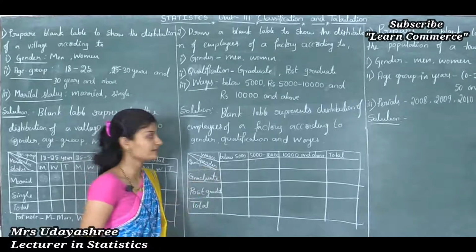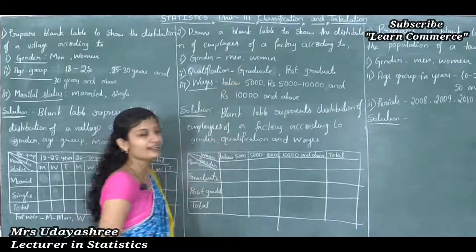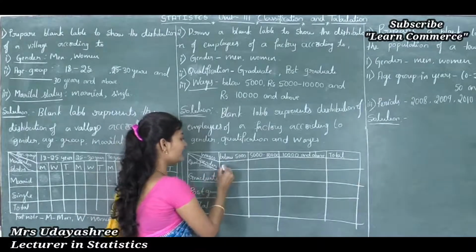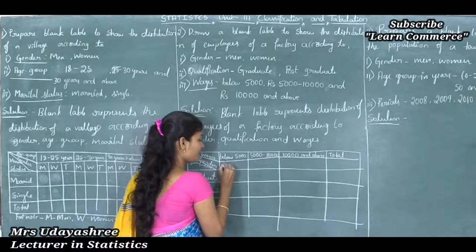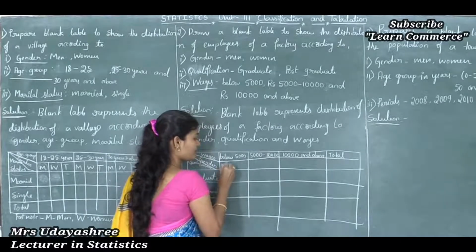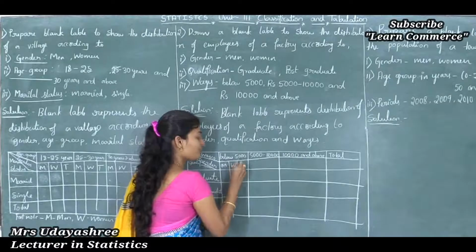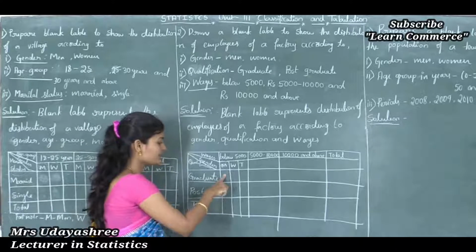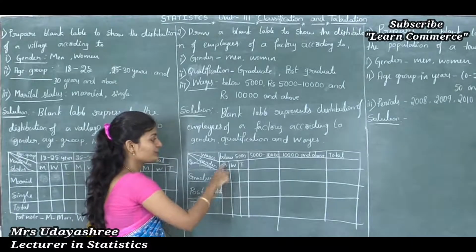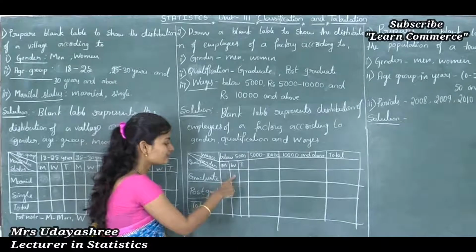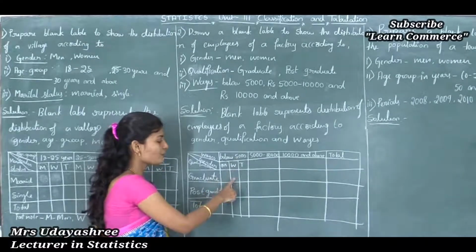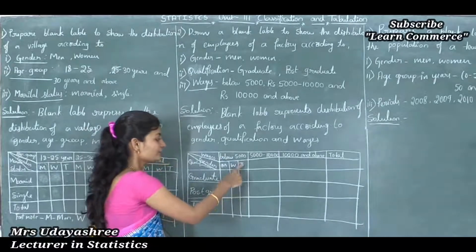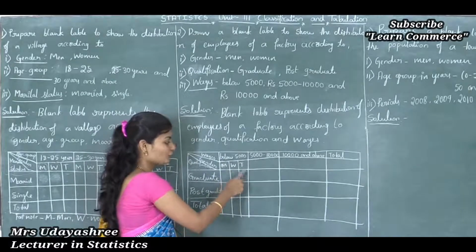Next remaining is gender. What are the genders given here? Men and women. First I will write for graduate men and women populations below the wage of 5,000. So this is men, M. Next this is women population and this is total. This column indicates the graduate men population with below 5,000 wages, this column indicates graduate women population with below 5,000 wages, and this column indicates the total number of population.